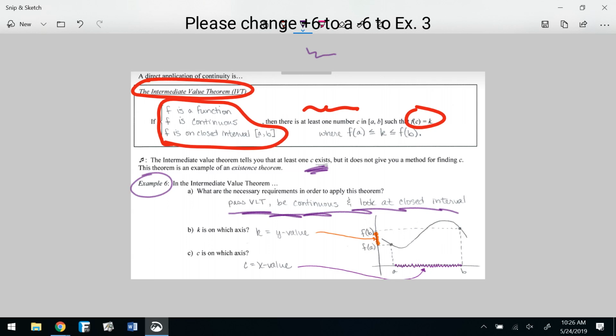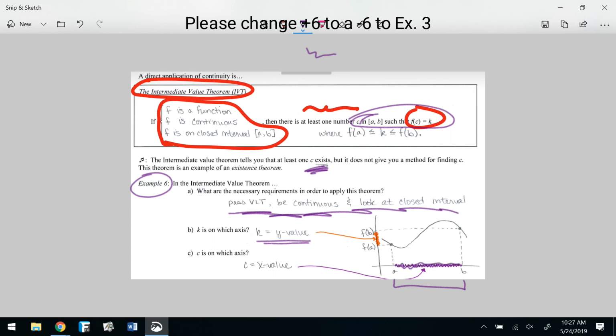What's important to notice, go ahead and look at my picture. If we want to go back to our original definition of what c and what k are, k is on the y-axis. Important to note, it's a y value. c is an x value, which is on the x-axis. So let's say we have that closed interval from a to b right there, and we're saying that c is in between those two, right? c's got to be somewhere there.